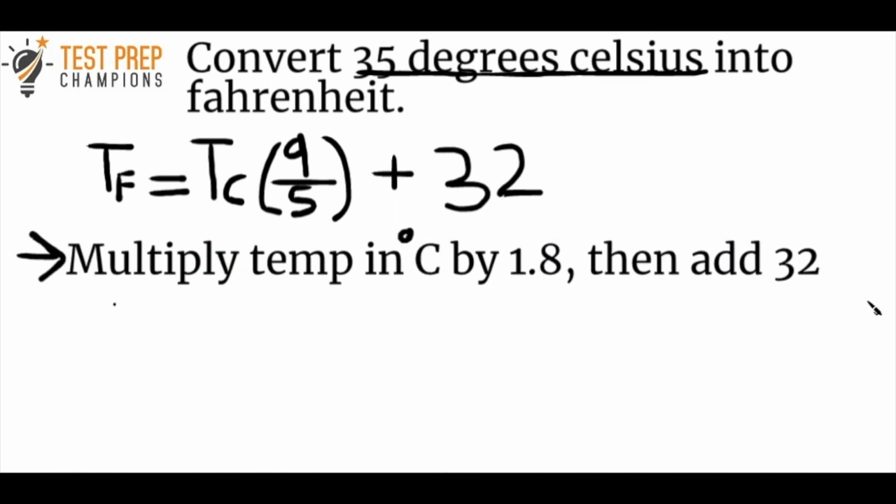Here's an easier way to think about it if you don't like using the formula, and it's just to multiply the temperature in degrees Celsius by 1.8, then add 32. So let me show you just using the shortcut here how you would do it.